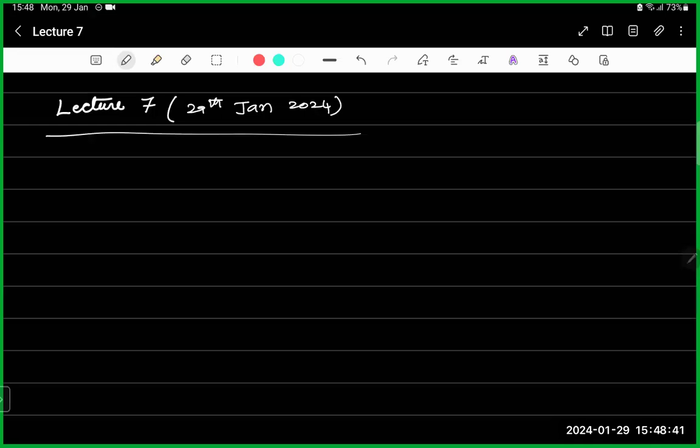So, what did we discuss in our last lecture? We derived the lower bound for the regret, right? For any algorithm, we have shown that it will incur at least root T regret. Like if you have K arms, the actual theorem is root KT.